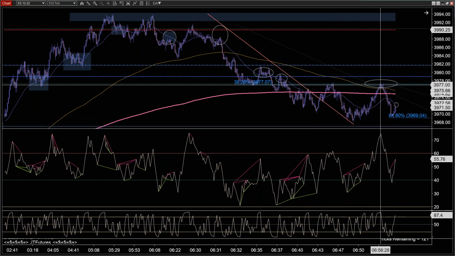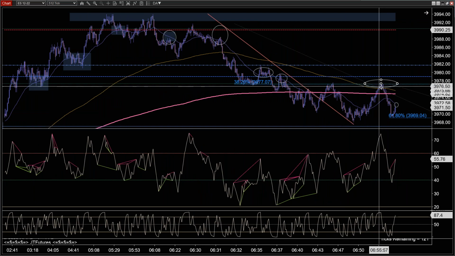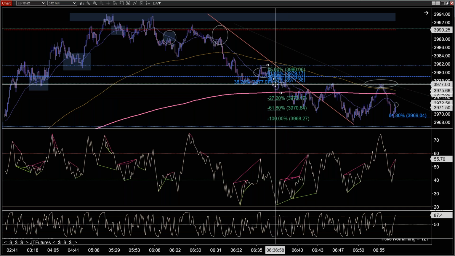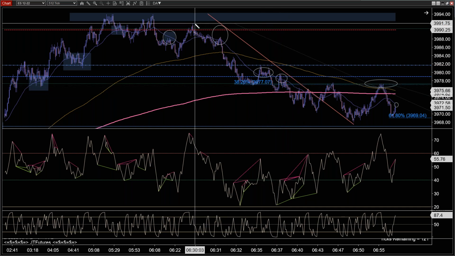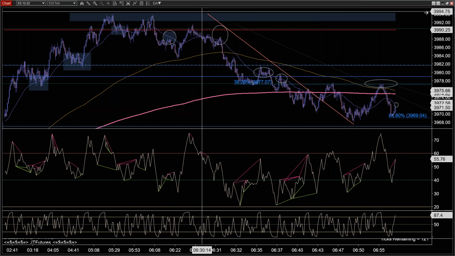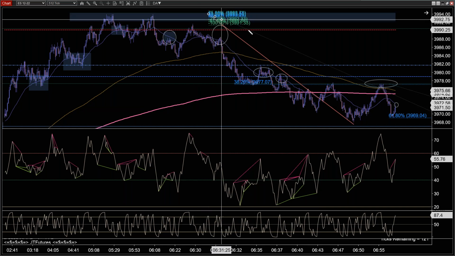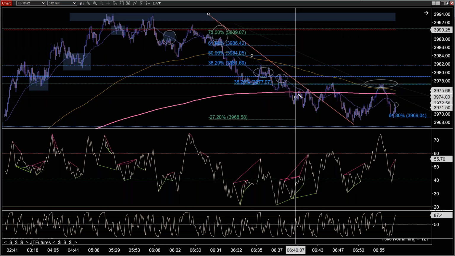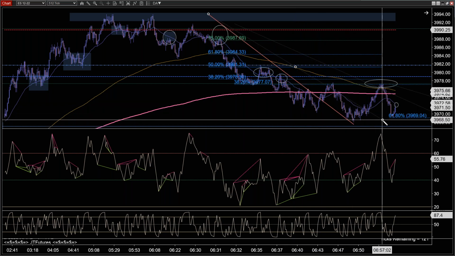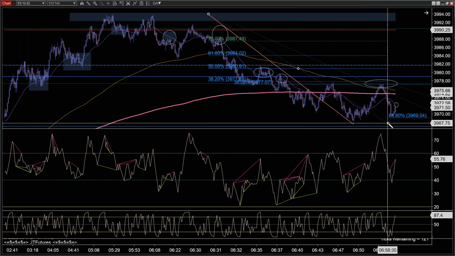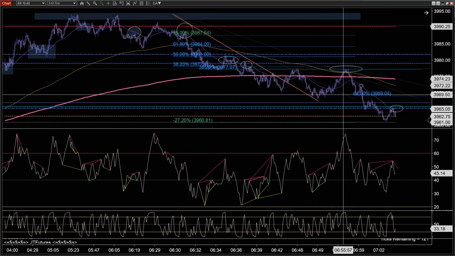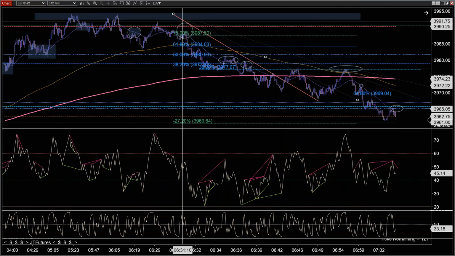Where did I get this 38% retracement from? It wasn't from this little leg here, or just from this high down to this high. It was from the high of the overnight session right here all the way down, and then I had to keep drawing it as we kept making lower lows, and essentially we came all the way down to this low right here, and we got this bounce.